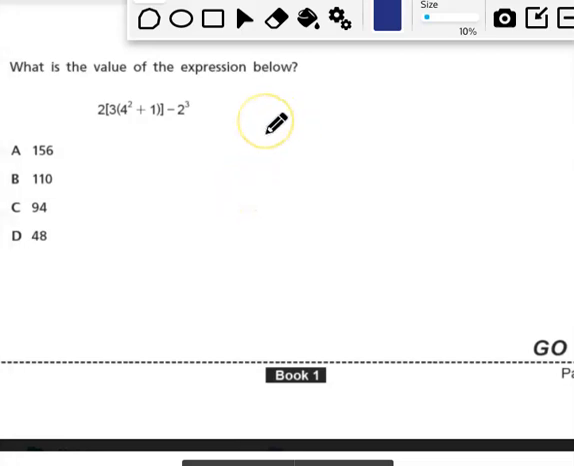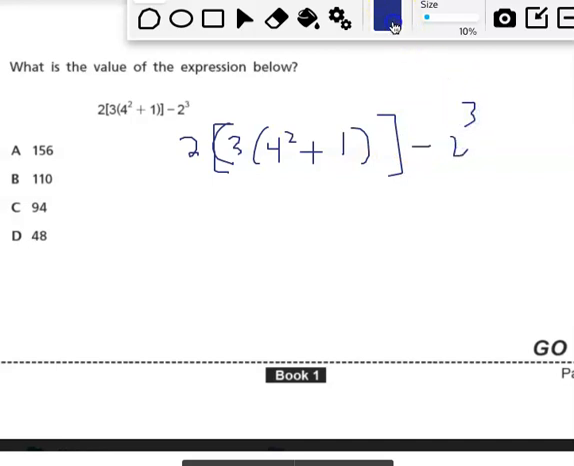So again, we always have to work inside out. We're going to start with what is inside. I'm just going to use parentheses with parentheses, it's fine, or you could also use braces. So that's 2 times 3 times the inner part, which is 4 squared plus 1, and then minus 2 cubed. We start with the inner section: 4 squared is 16, plus 1 makes 17.